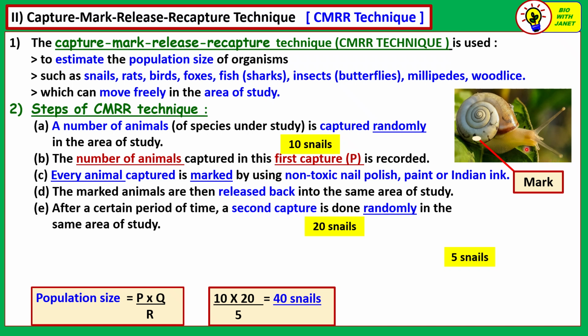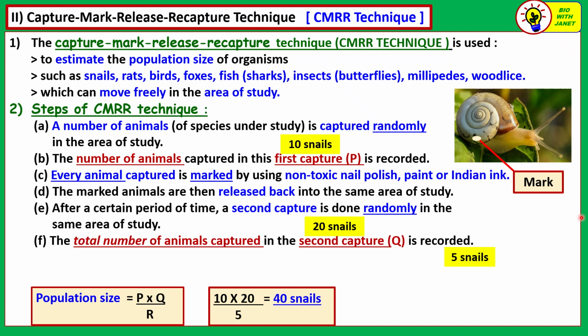For snails, because they move very slowly, we need to give them enough time, okay, to move around and mix with the other individuals in the same population, right? Now, after a few days to a week, a second capture is done randomly in the same area of study. Now, this second capture is your sample. You're trying to find out a ratio or proportion of something, okay? So the total number of animals captured in the second capture, Q, is recorded. Let's say in the second capture, I decide to capture 20 snails.